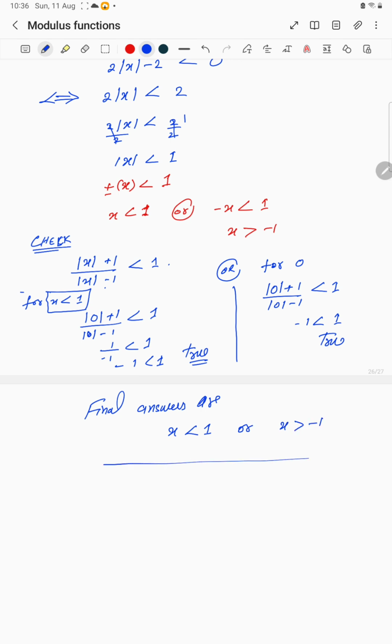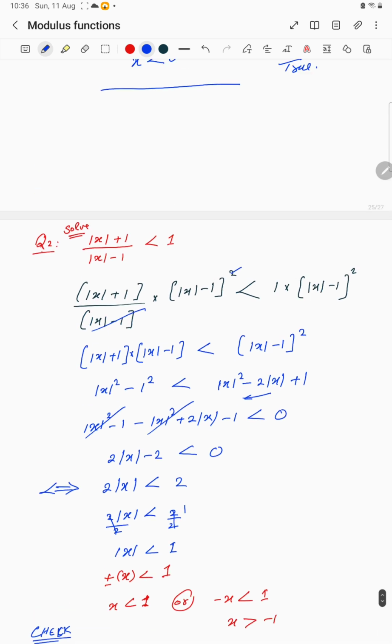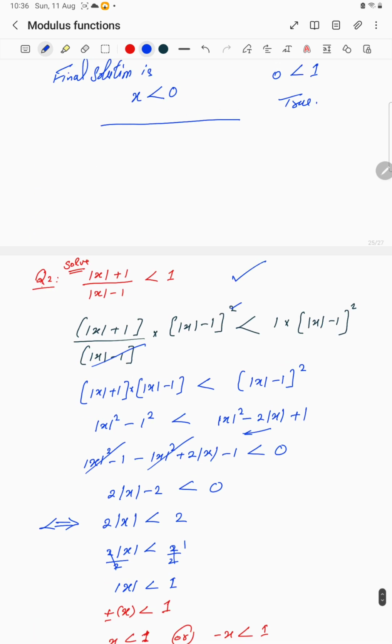I hope it is clear. Only the thing which you need to keep in mind, this second case is very important. We can multiply the square of the denominator term on either side of the inequality only when you are not sure about the denominator result, whether it will be positive or negative. Both options if you have, then you can multiply both sides of the inequality with the square of the denominator. This is the property. I hope it is clear.